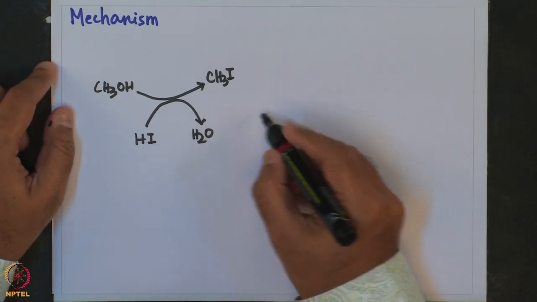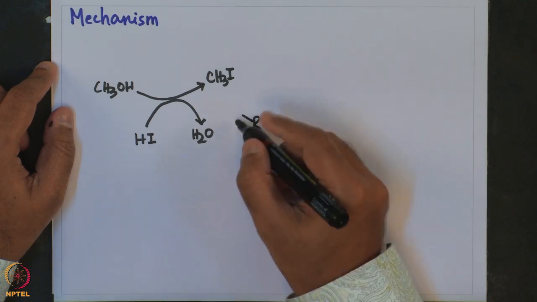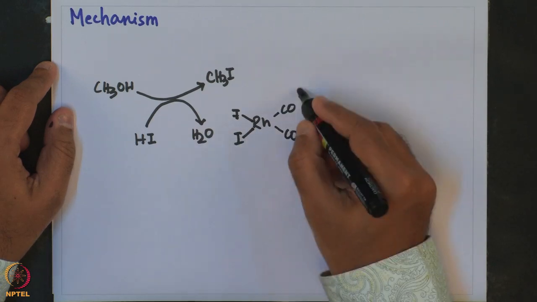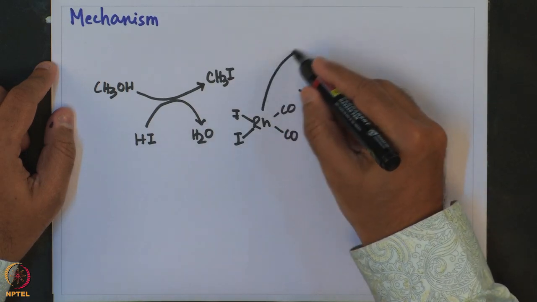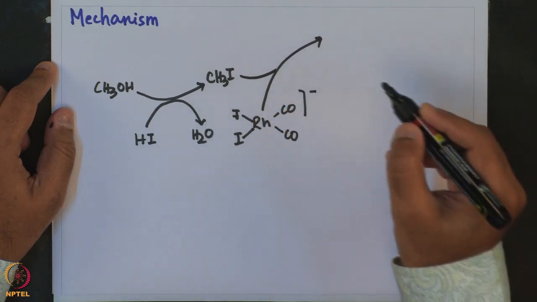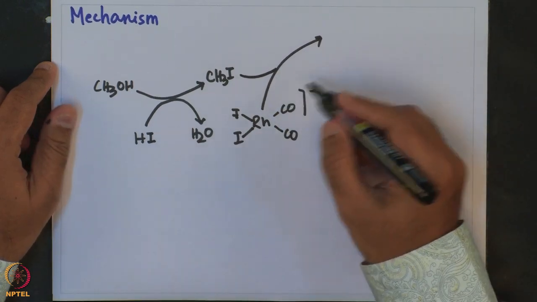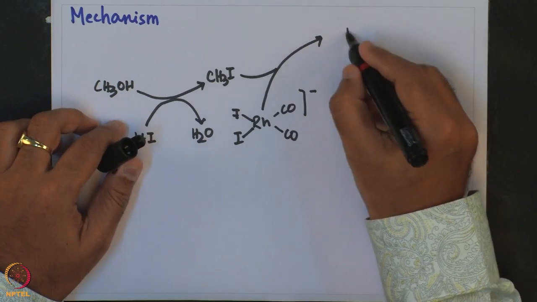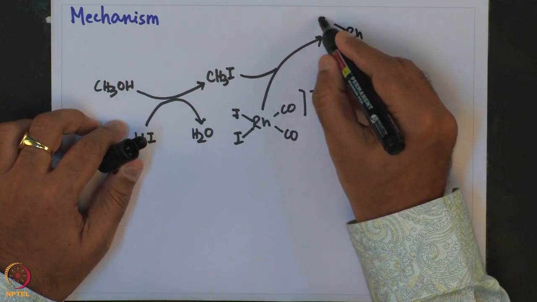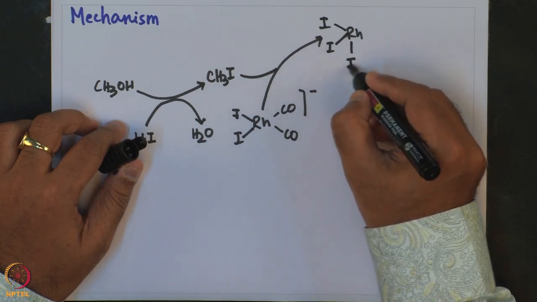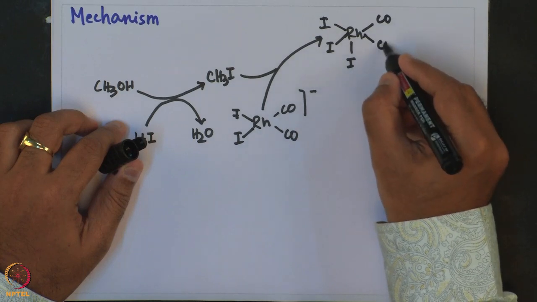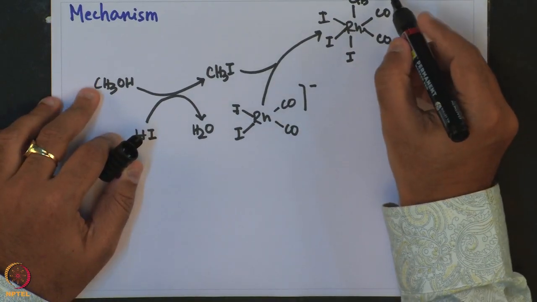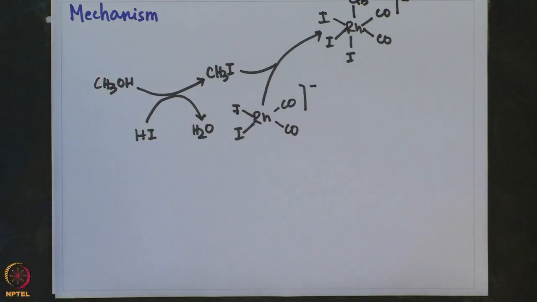So, the catalyst is this rhodium bis iodide dicarbonyl anion, and the methyl iodide enters it and undergoes oxidative addition to give rhodium triiodide anion. So, this step is oxidative addition.